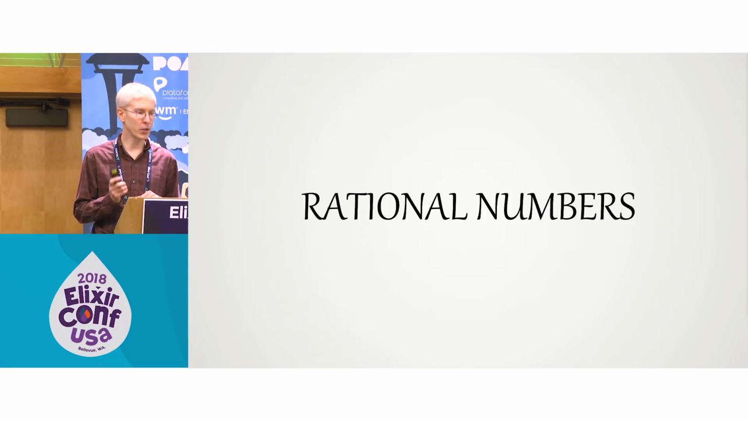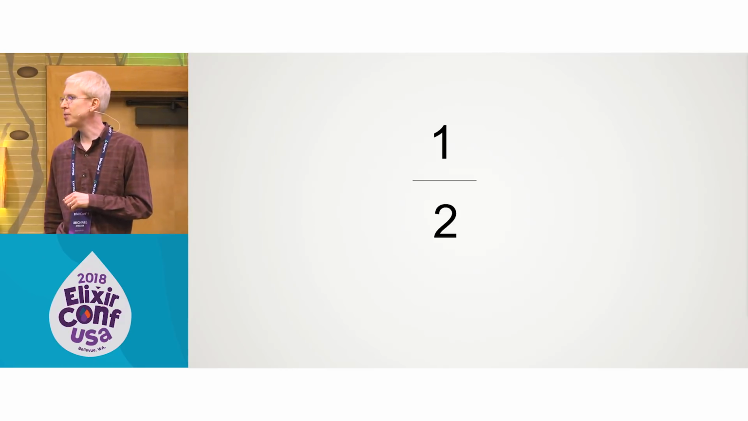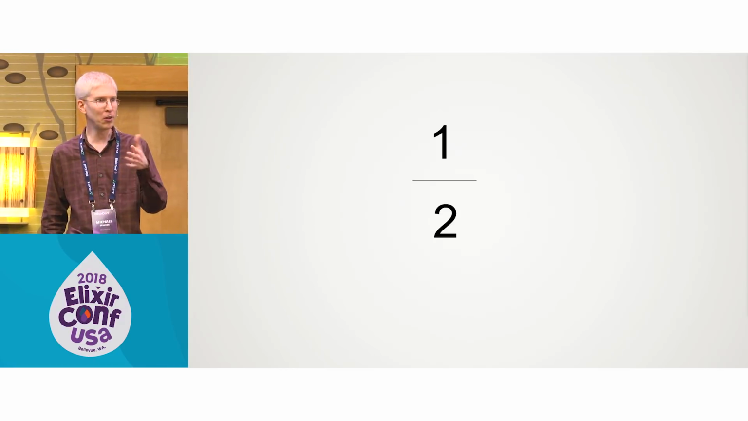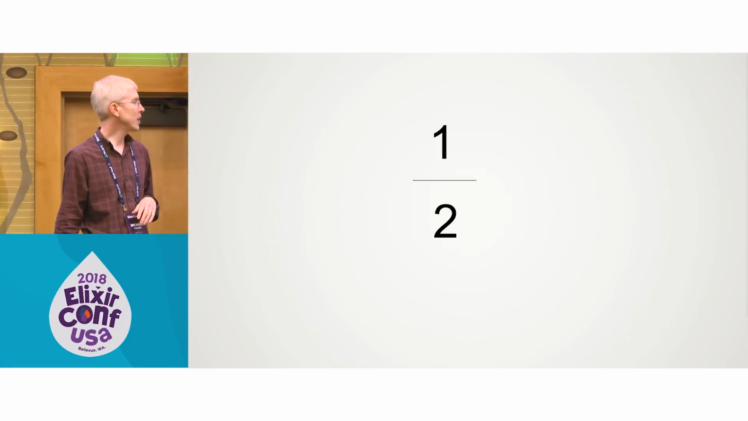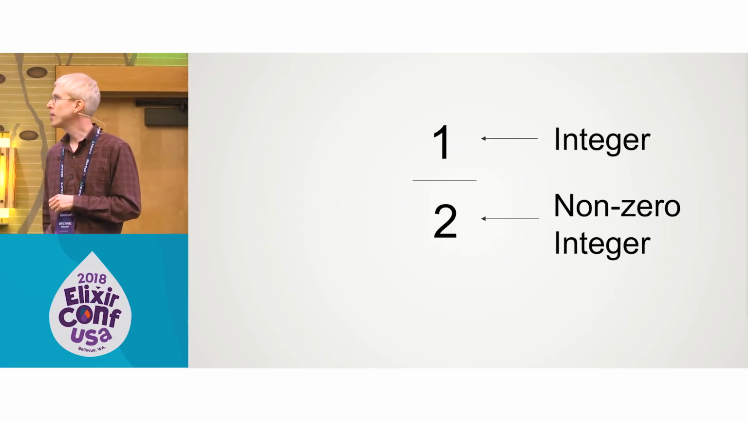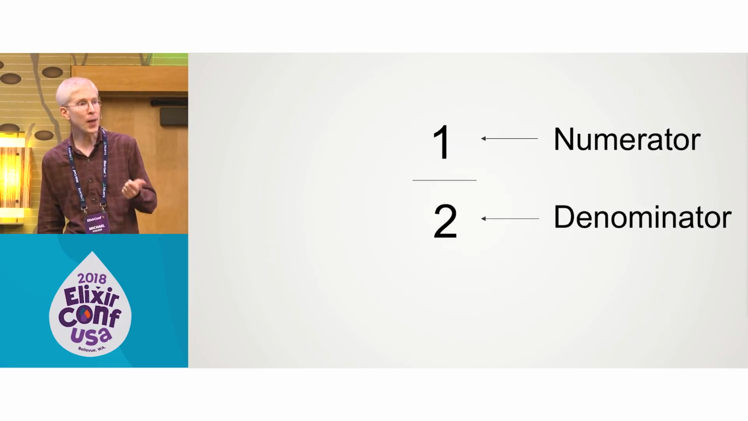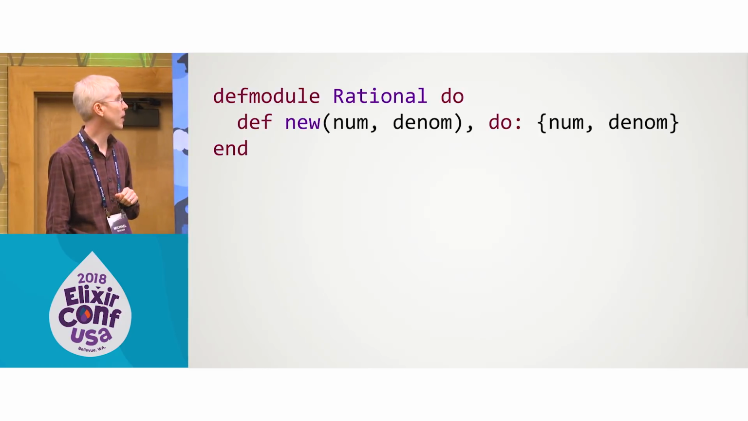So, second code challenge. Let's say you've got some rational numbers that you want to implement in Elixir. Rational numbers, if you think back to your middle school days, are like a fraction, right? You've got an integer on top and a non-zero integer on the bottom. You call the top the numerator and the bottom the denominator. So a first pass implementation might look something like this.